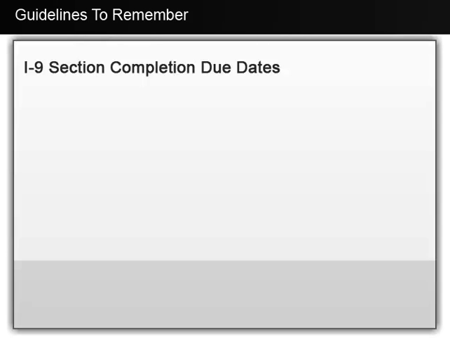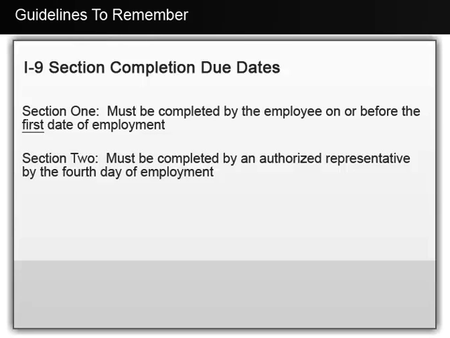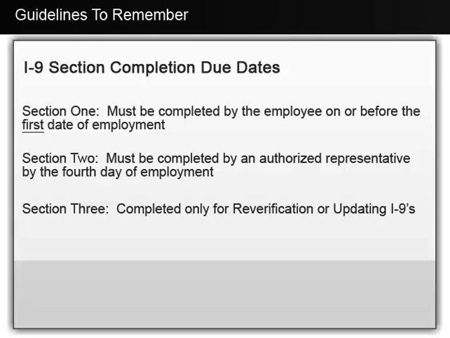When beginning the I-9 process, remember that Section 1 must be completed by the employee on or before the first date of employment. An authorized representative must complete Section 2 by the fourth date of employment. Section 3 of the I-9 is reserved only for re-verification and updating I-9s.